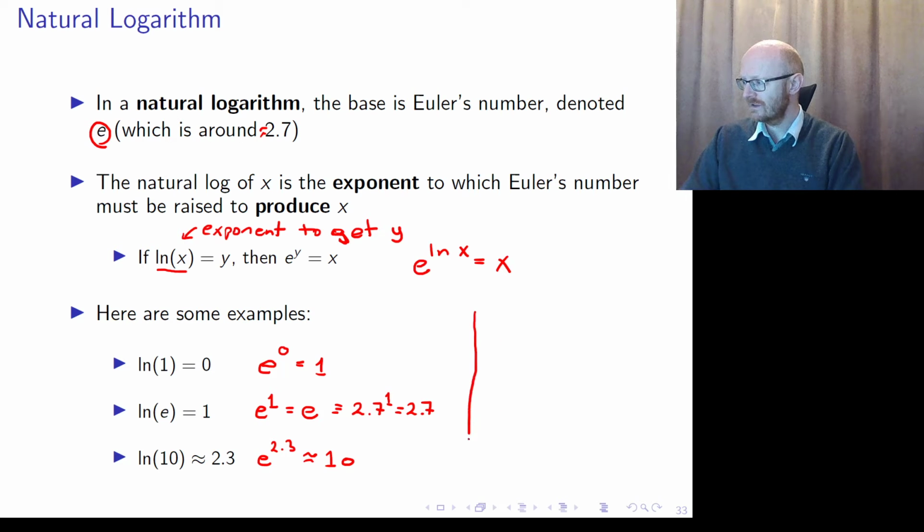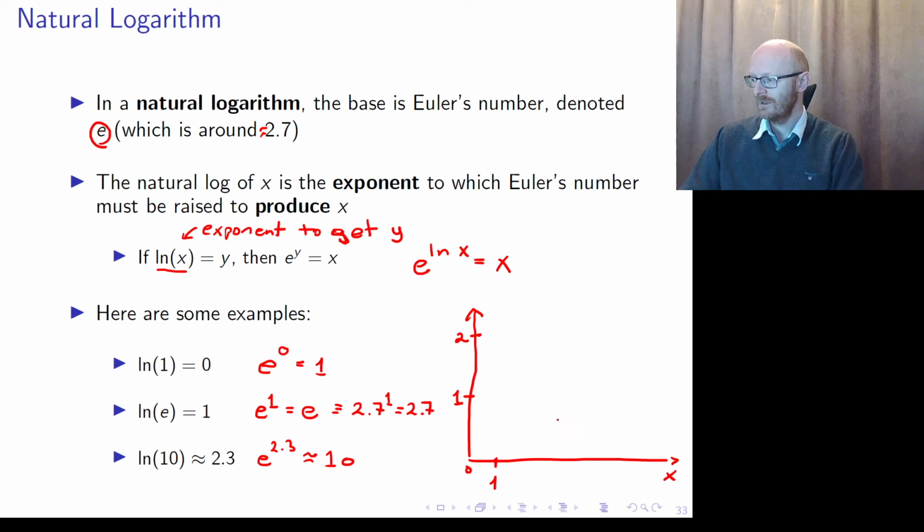And what does this look like? So we have here the origin, and we have 1 here, and let's make the 1 on this axis quite high. Okay, so we see here that if you have x equal to 1, then the logarithm of x equals 0. So we have a point here.